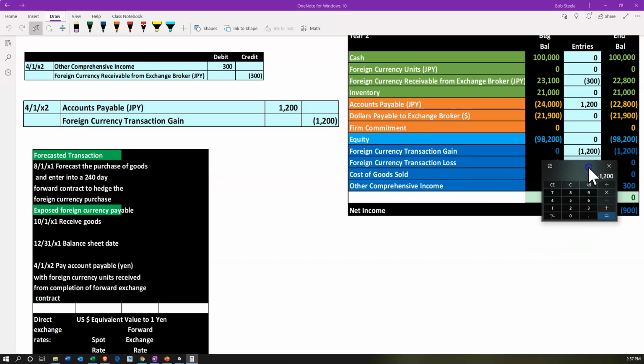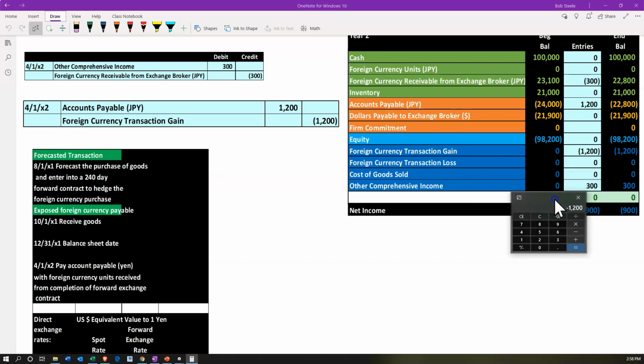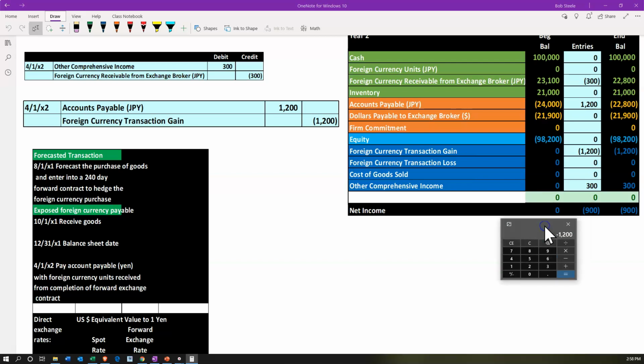So there it is. Notice it's in the gain account. So we have this included in the gain account, as opposed to the other comprehensive income, this not being part of the forward contract. However, we will reassign it, as we saw in the prior year, using a related loss, and then move it to the other comprehensive income. So look for that next time.